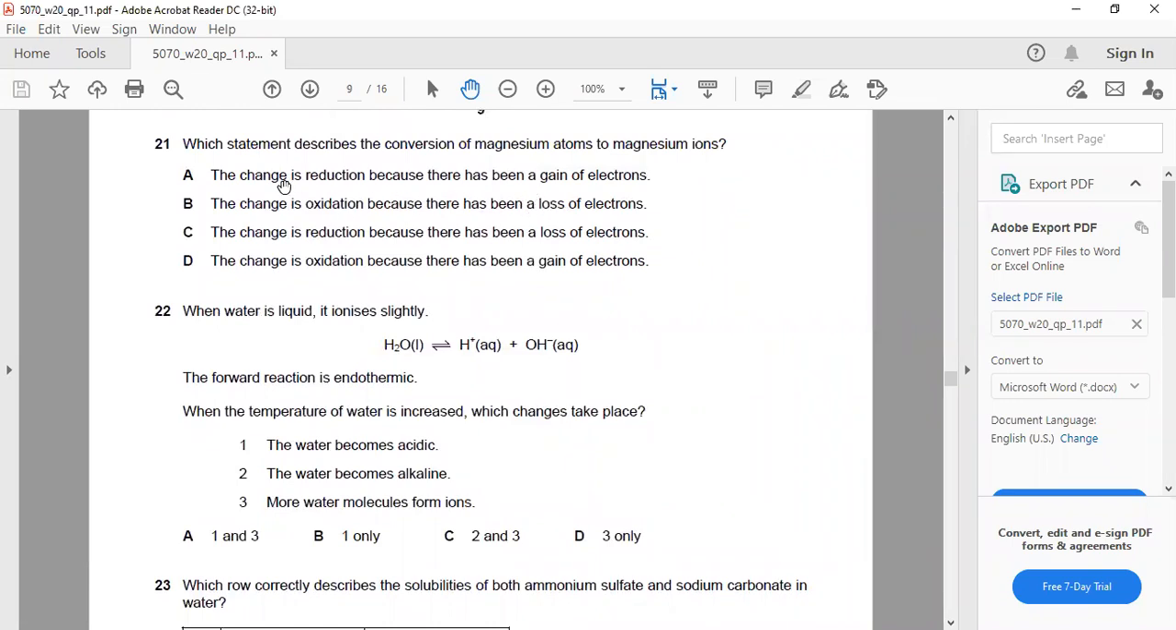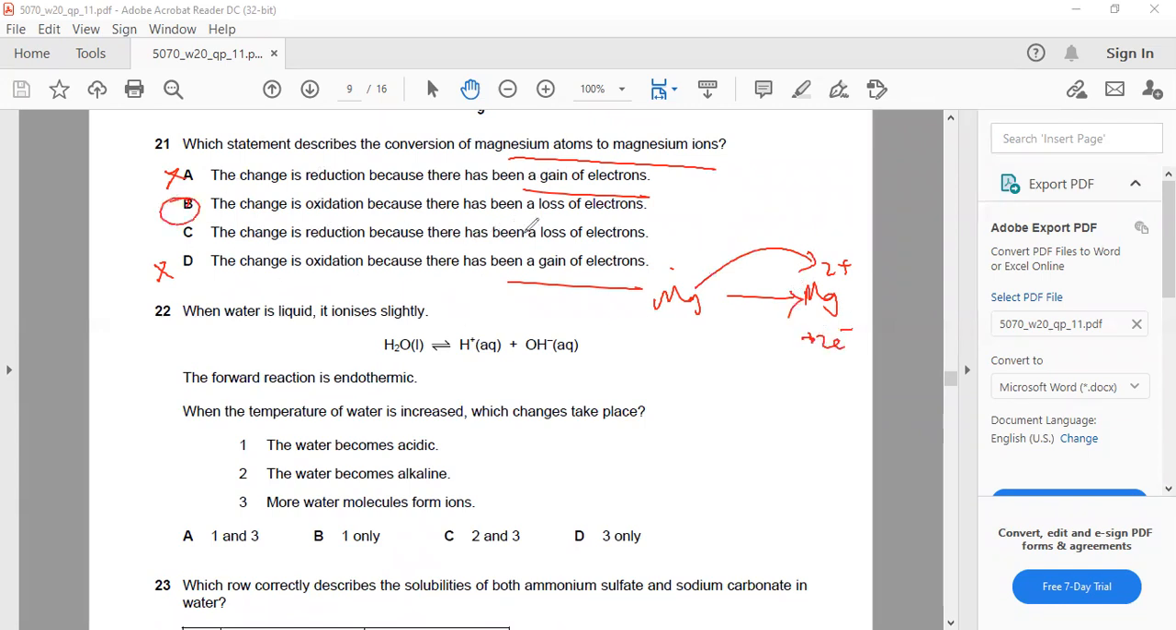21. Which statement describes the conversion of magnesium atom to magnesium ion? What is wrong? First, write down that magnesium ion means plus 2, group 2 element. Gain of electron is wrong. A and D are 100% wrong. It is loss of electron, an increase in oxidation number. Plus 2 means it has lost electrons. So B is the answer.